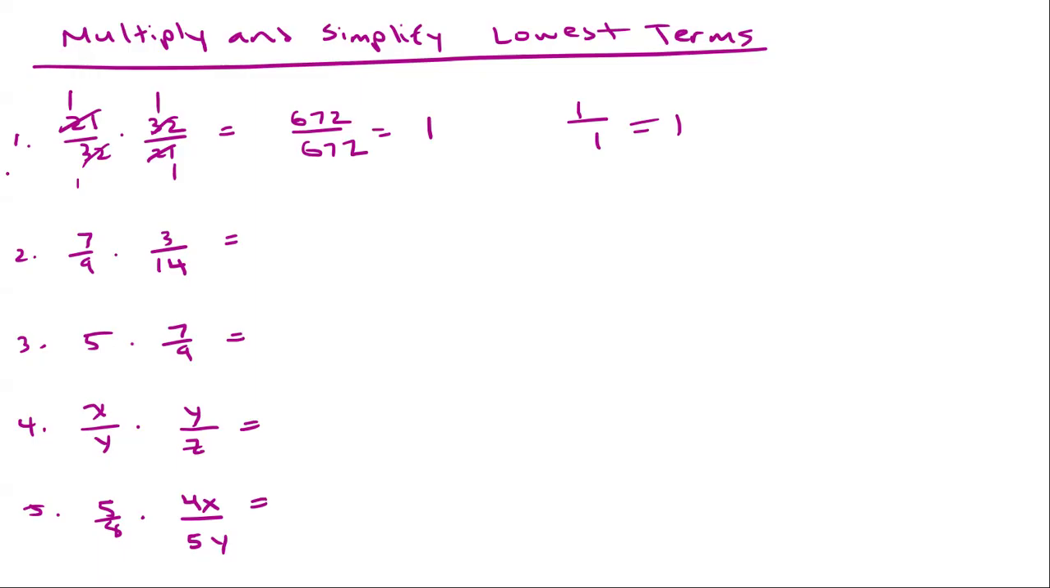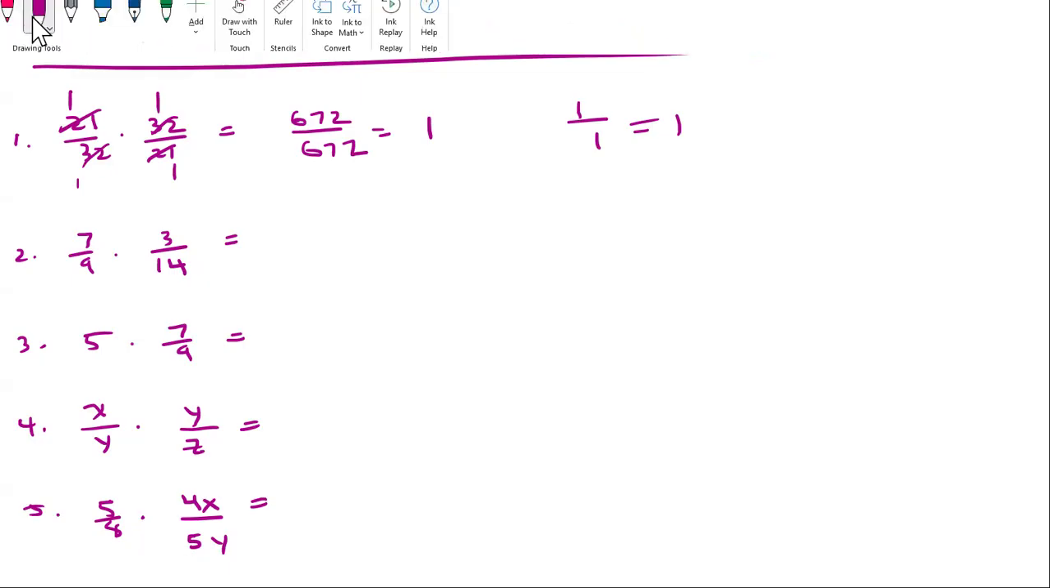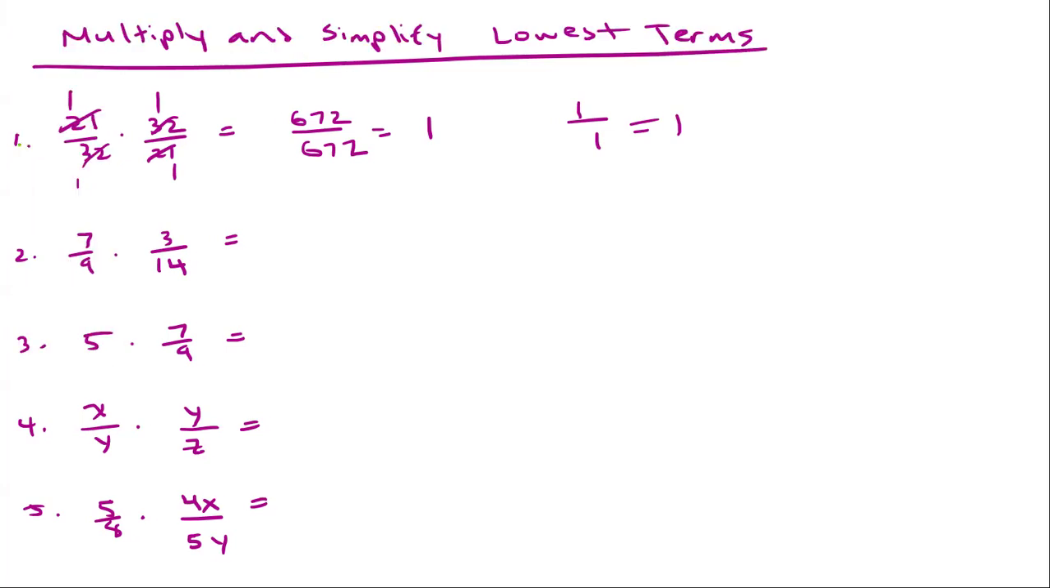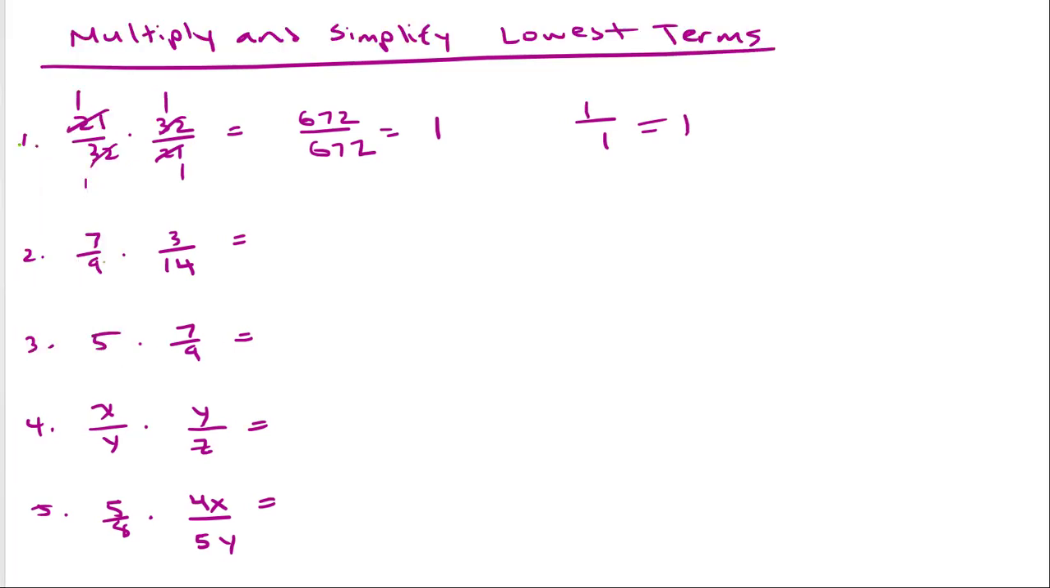So I'm going to do exactly the same thing here on this one. I'm going to reduce it because I know that 3 goes into 9 3 times. So again, 3 can go into 9 3 times, and then 3 can go into 3 one time. And then I can just multiply. So 7 times 1 is 7.